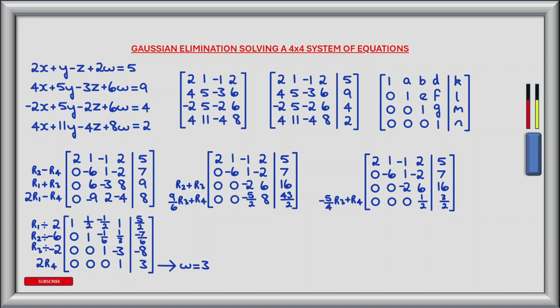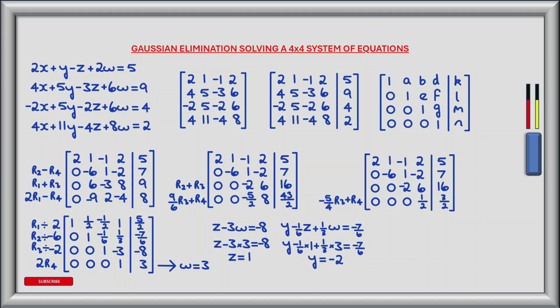If we look at row 4, we can see that the variable w resolves to a value of 3. Let's now back substitute this into row 3 to obtain a value for z. So now looking at row 3, so that's this row here, it shows that z minus 3w is equal to minus 8. So if we back substitute for w equals 3, we have z minus 3 multiplied by 3 is equal to minus 8. So this gives us a value of z equal to 1.